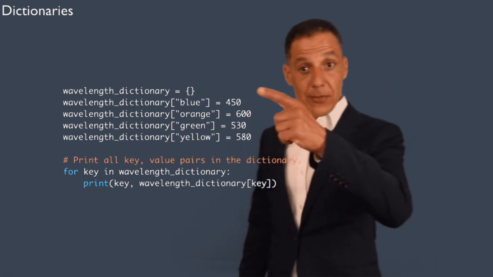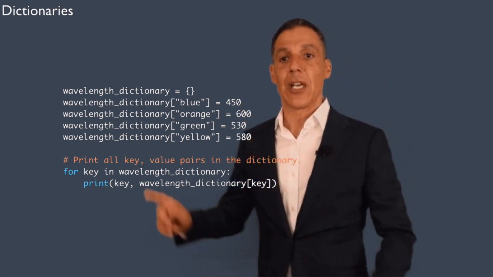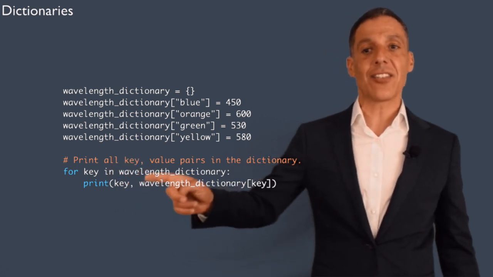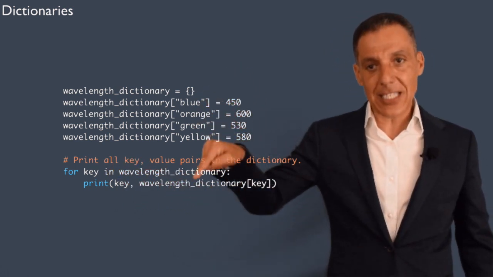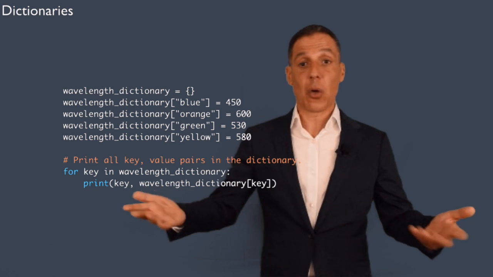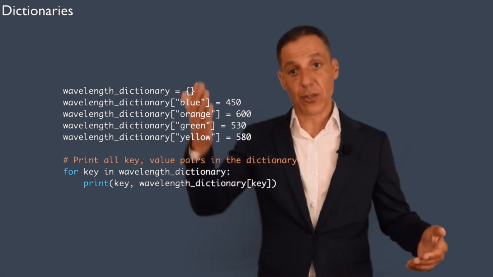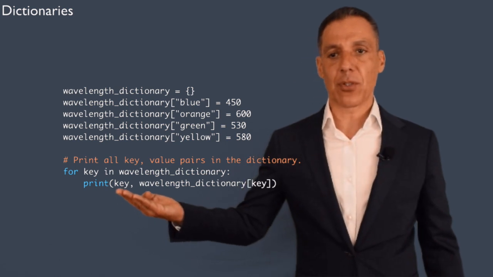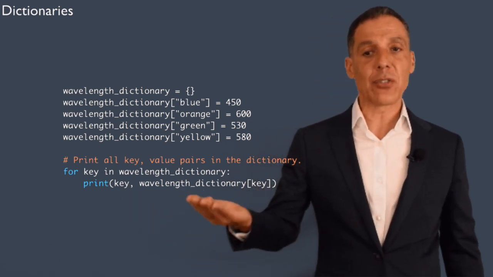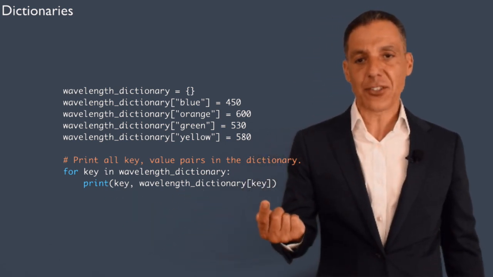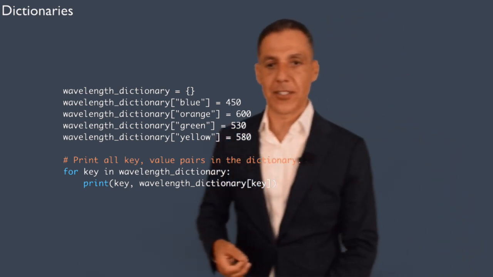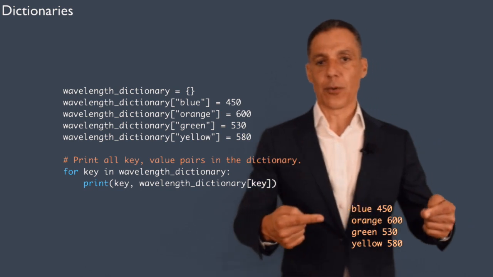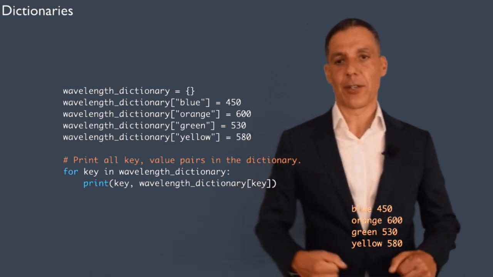In a list, it would have taken on these values, but when we're indexing on a dictionary, when I say for key in the dictionary, it gives me the keys, because these are no longer 0, 1, 2, 3, 4, 5. They're whatever we assign them to be. And then I can print, for example, key and then the value stored at the key-th entry in the wavelength dictionary. And of course, when I do that, I will get blue 450, orange 600, etc., etc.